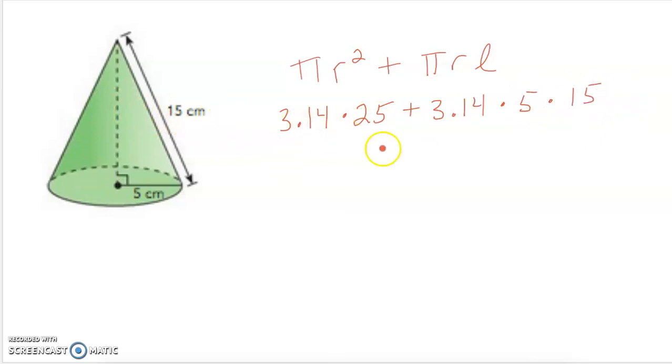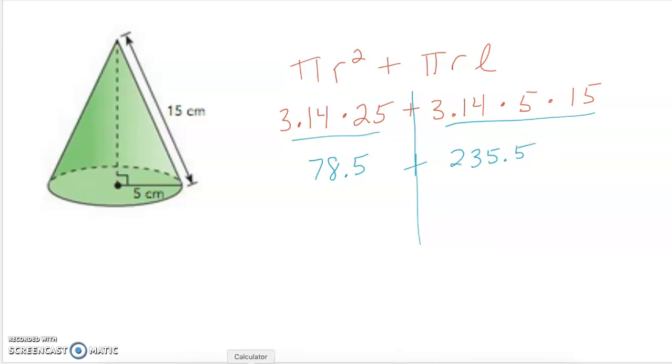So we're going to do both sides of this. We can look at this as having two sides. Let's do this side, let's do that side, and then we add them together. The left side, we have 3.14 times 25. I think it's 78.5, close enough. So 78.5 plus. Now on the other side, we do 3.14 times 5 times 15. And we get 235.5.